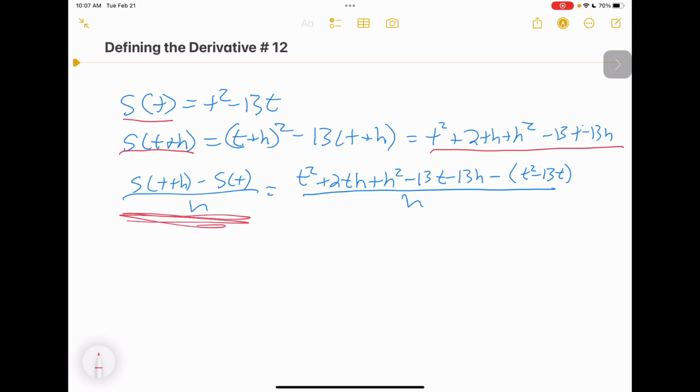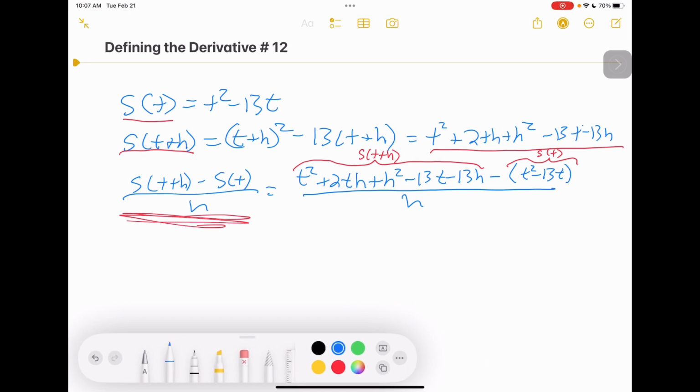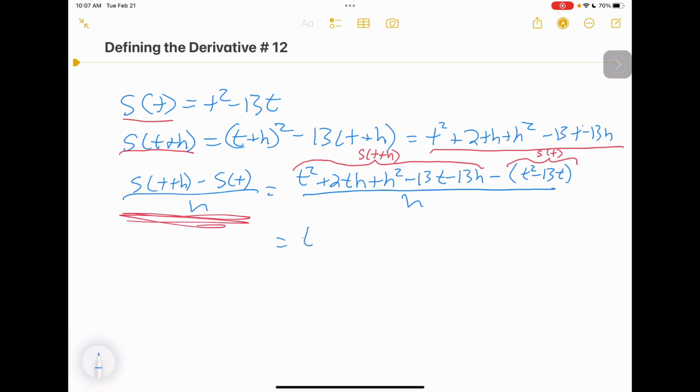So I bring it all together as s of t plus h minus s of t all over h. So this first part is my s of t plus h. And this second part is my s of t. Okay, so we end up with t squared plus 2th plus h squared minus 13t minus 13h. Distribute that negative: minus t squared plus 13t, all over h.